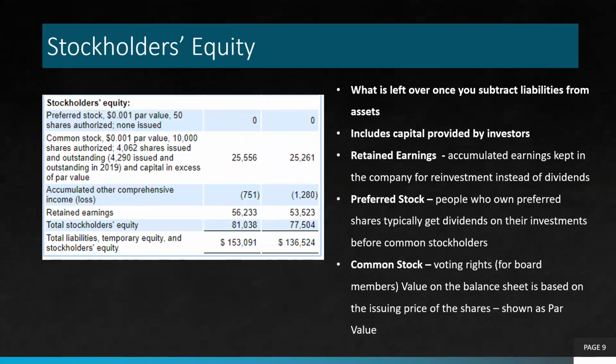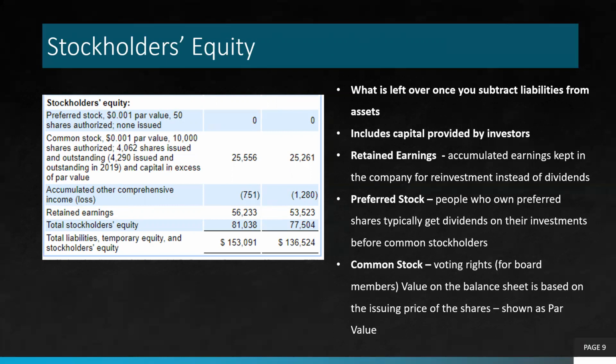And then you have stockholders' equity, and this is what's left over once you subtract your liabilities from your assets. And it includes capital that has been provided by investors. There are retained earnings listed under stockholders' equity or just equity. And retained earnings are earnings that the company has kept within the business for reinvestment instead of paying out dividends.